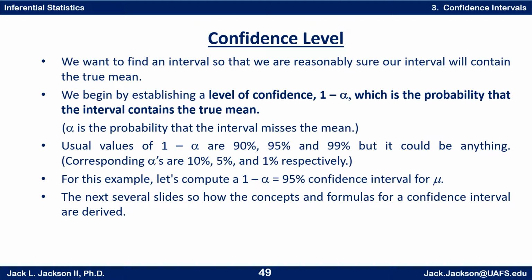Other things might not need that high level of confidence, and 90% or even lower might be appropriate. Whereas if you're doing something a little more sensitive, like a drug test, you might want a higher level of confidence. 99% might be the level for that type of confidence interval. So for this example, let's use the 1 minus alpha's 95% confidence interval for mu. So the next several slides will show how the concepts and formulas for a confidence interval are derived.